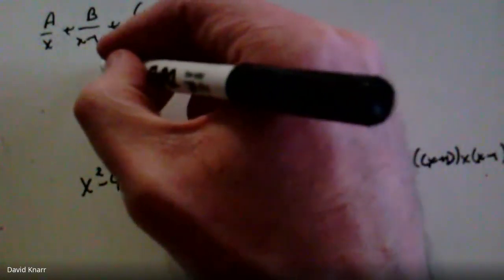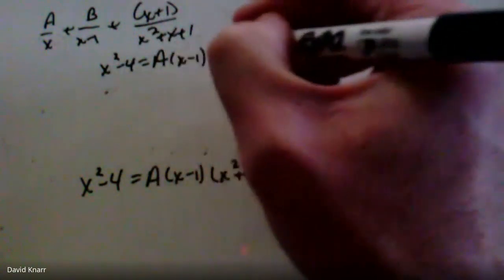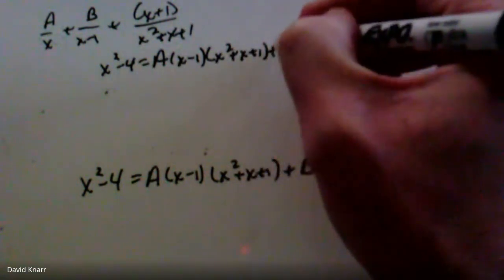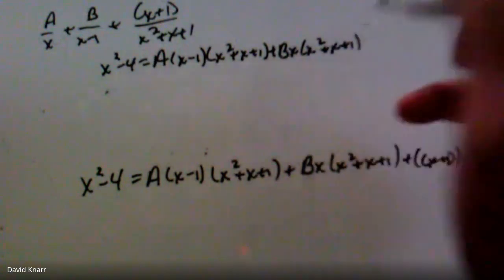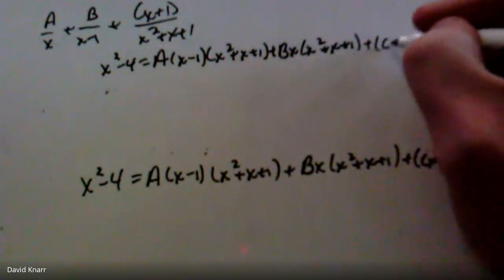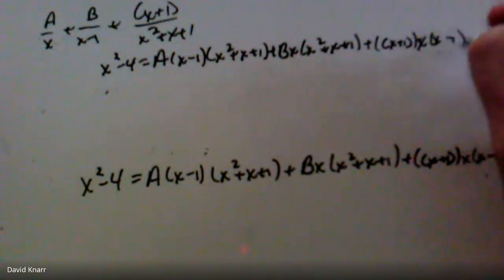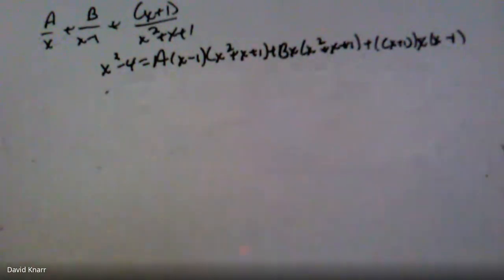So we have x squared minus 4. Let's see if I can copy it right. A(x minus 1)(x squared plus x plus 1), plus Bx(x squared plus x plus 1), and then plus (cx plus d)(x minus 1). Okay, that's it. All right, that's everything. All right, so I can get rid of this.